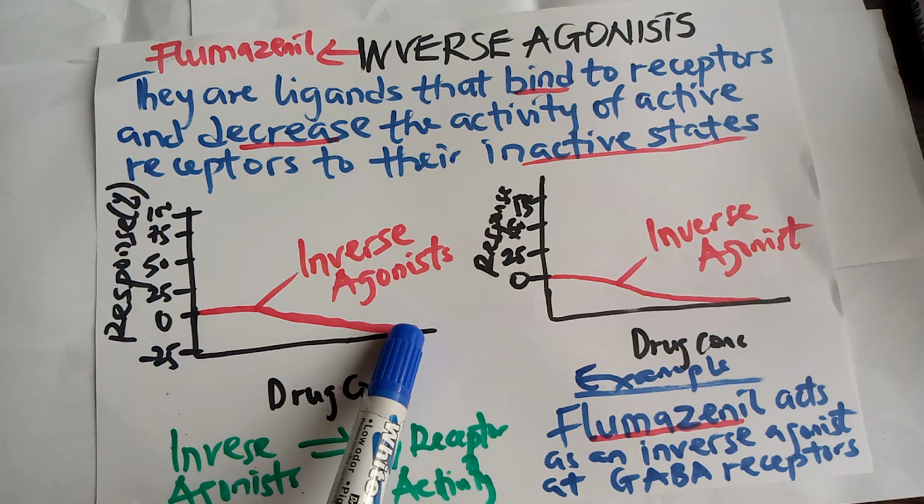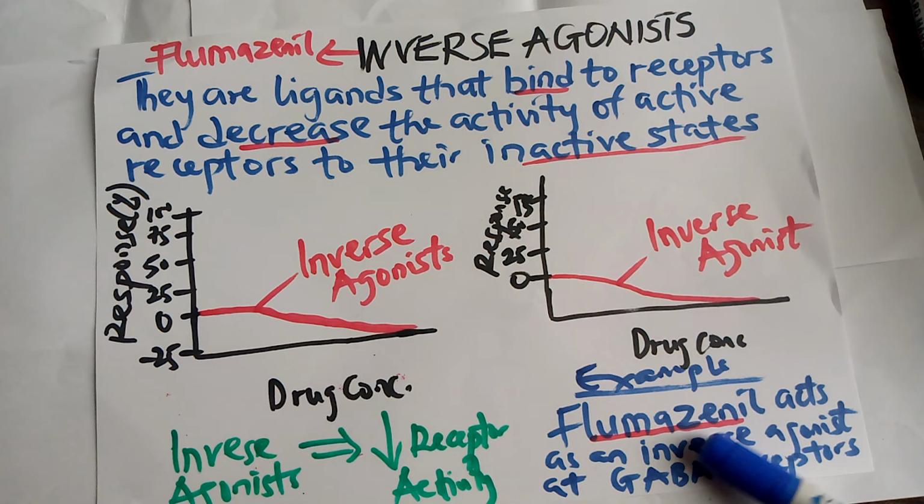And an example of an inverse agonist is flumazenil. Flumazenil is an inverse agonist at the GABA receptors. So these are the major classes of agonists that we have.